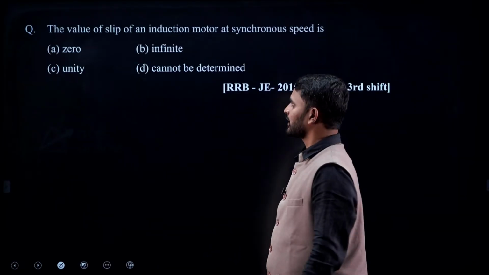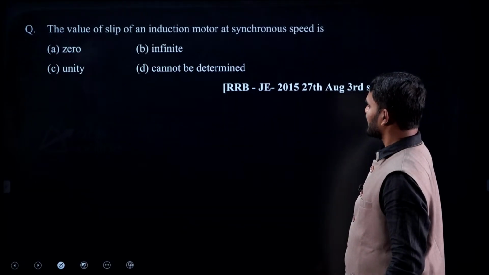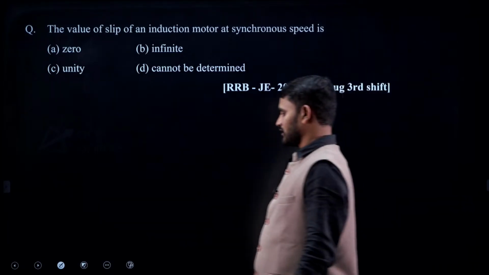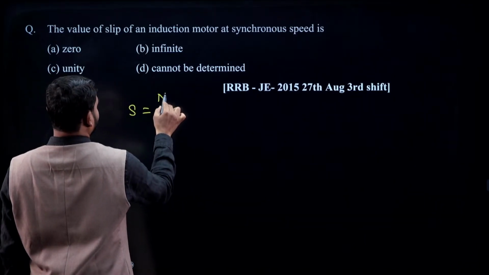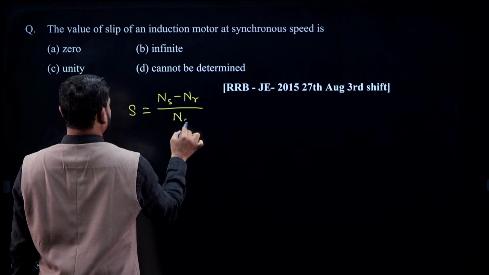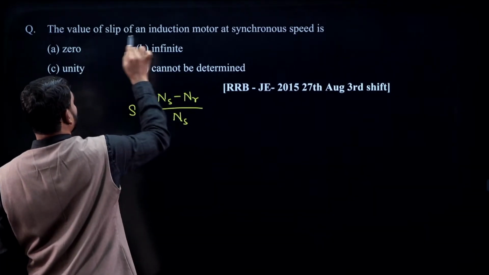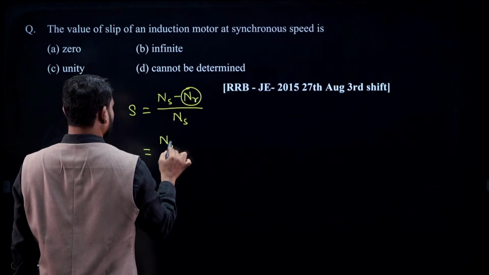Now look at this one. The value of slip of an induction motor at synchronous speed. Slip is equal to Ns minus Nr divided by Ns. So he is asking slip at synchronous speed. That means what? Nr must be equal to what? Ns or not?